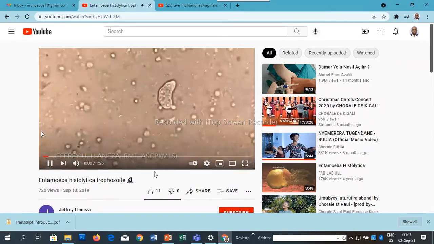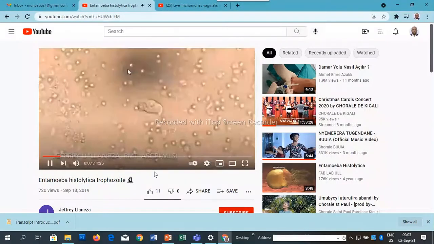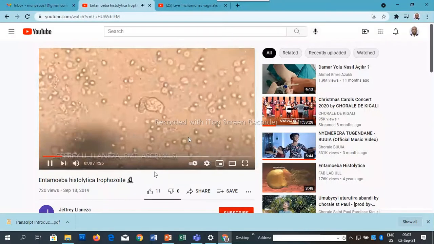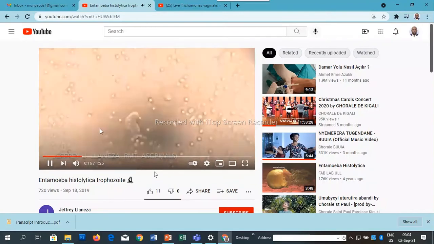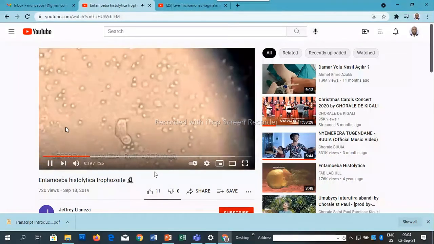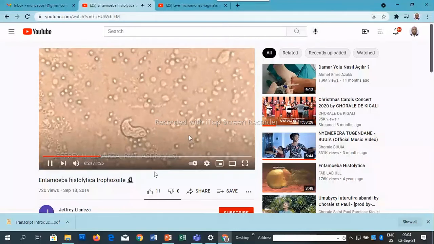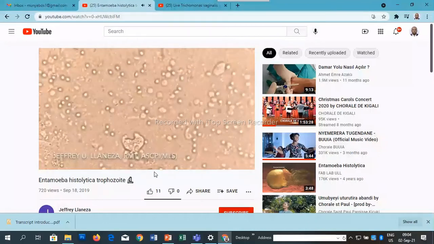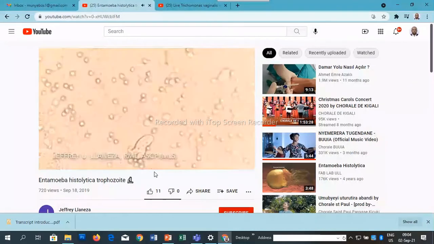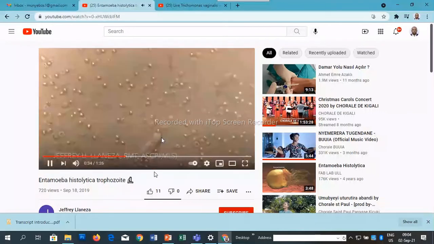I want to show you guys this kind of Entamoeba. This is a stool sample that was analyzed. And you can see how the amoeba, in fact, doesn't have exactly appendages, it just moves with pseudopodia. It elongates the body again and again. This is how Entamoeba histolytica looks on microscope.